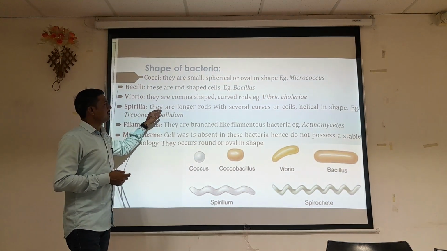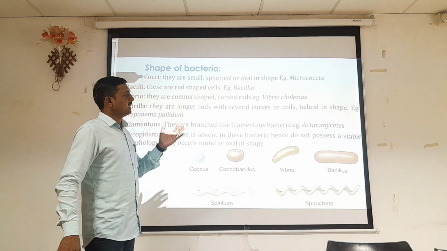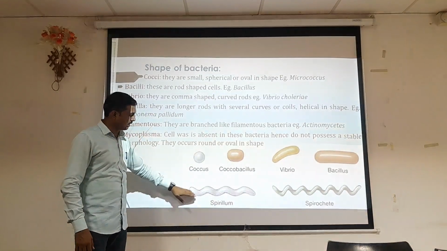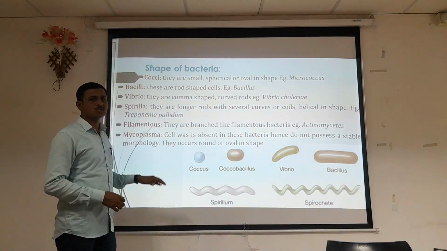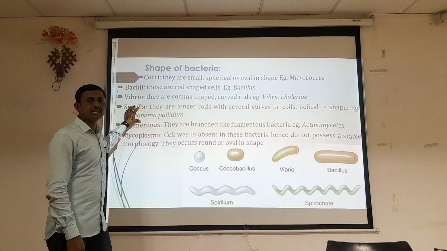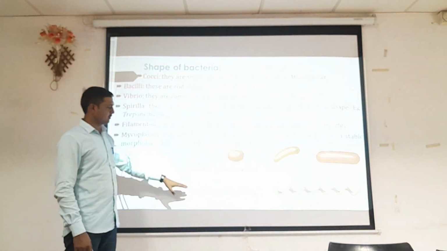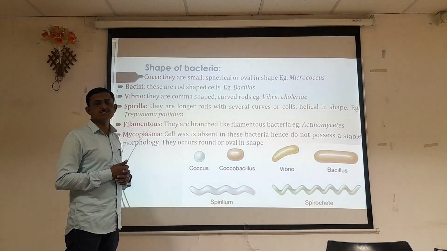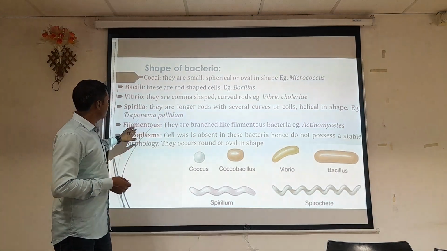Spirilla are longer rods with several curves or coils, helical in shape. They are long rods, but curved at several places. That's why they are called spirillum or spirilla type of bacterial shape. An example of this type of structure is Treponema pallidum, which is the causative agent of syphilis.